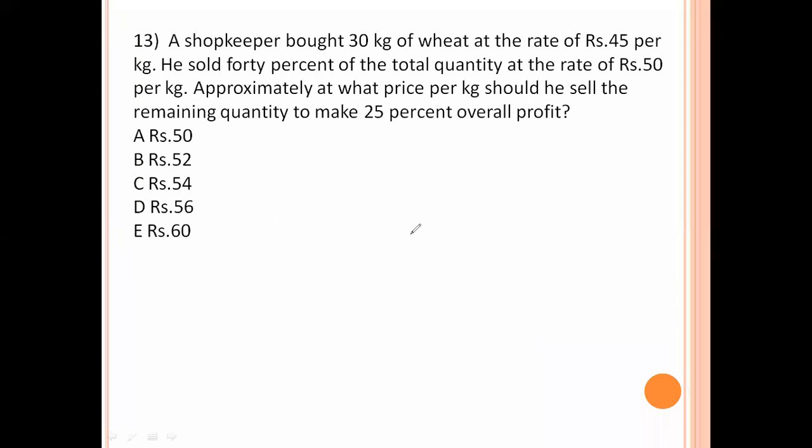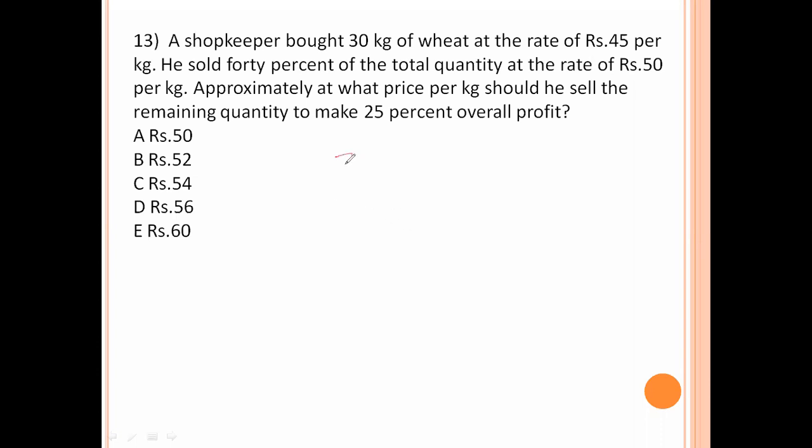A shopkeeper bought 30 kilos of wheat at the rate of 45 rupees per kilo. He sold 40% of the total quantity at the rate of 50 rupees per kilo. Approximately at what price per kilo should he sell the remaining quantity to make 25% overall profit?